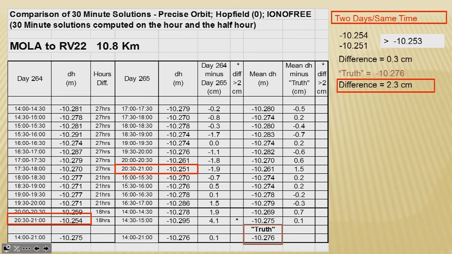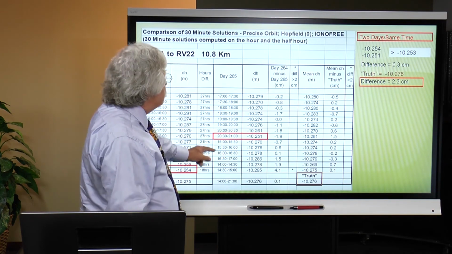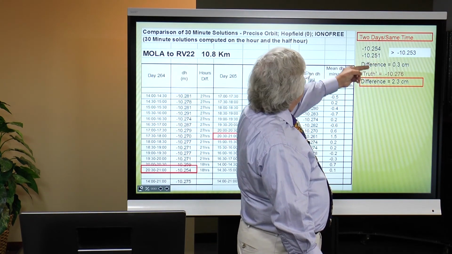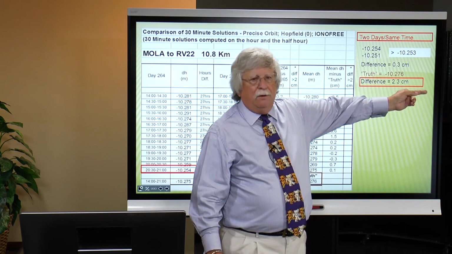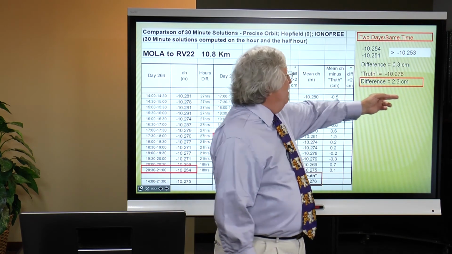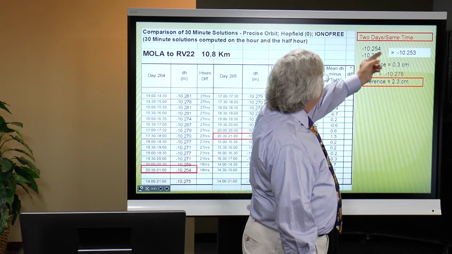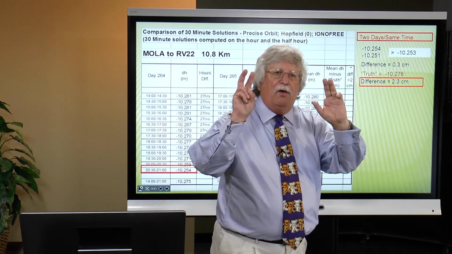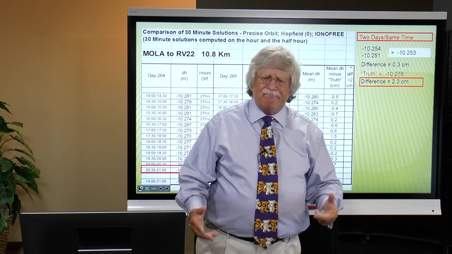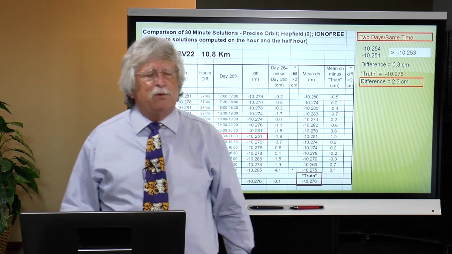The same time frame, the second day. This is important. The same time frame, same time, same half hour. What are the height differences? Well, the two of them differ by 3 millimeters. Almost everybody goes, wow, that's golden, I'm good to go. How do those two compare with the truth? 2.3 centimeters. Not bad. Most people could live with that.